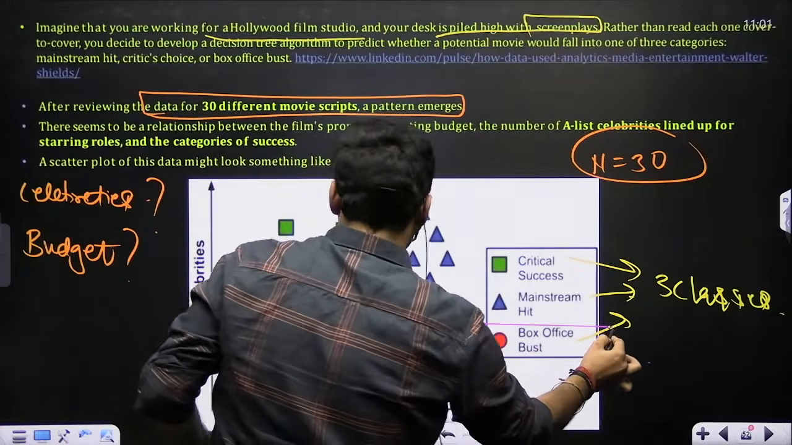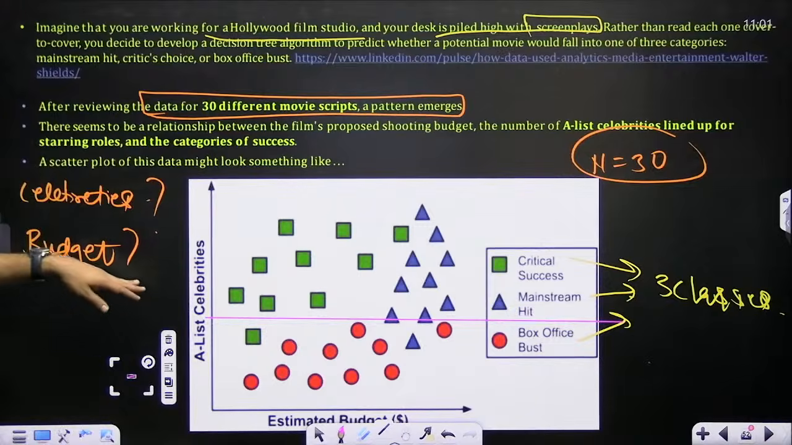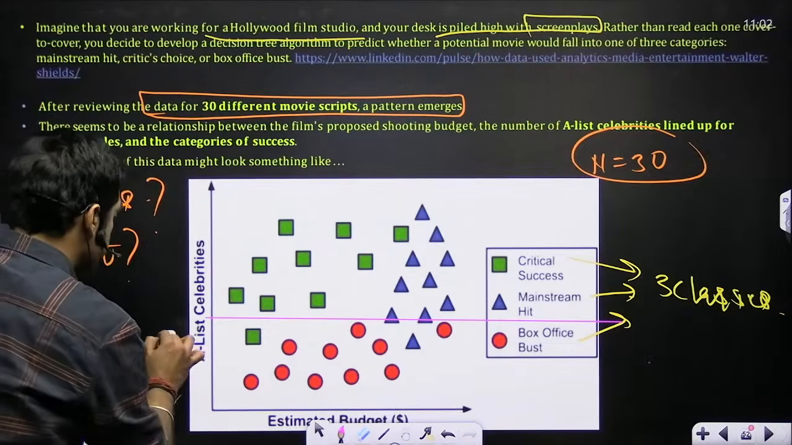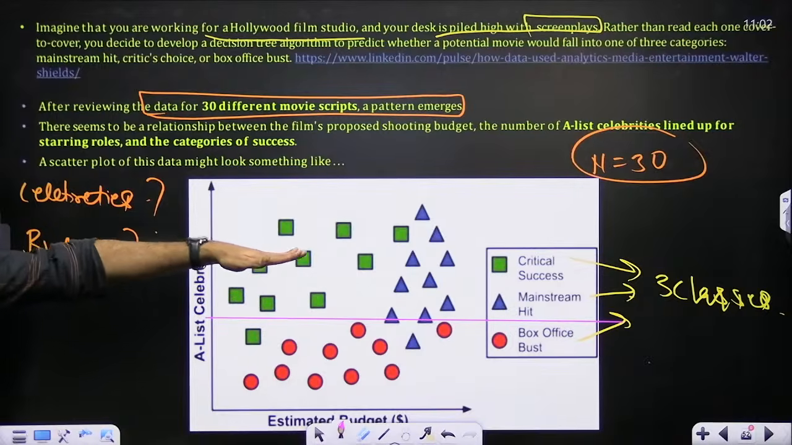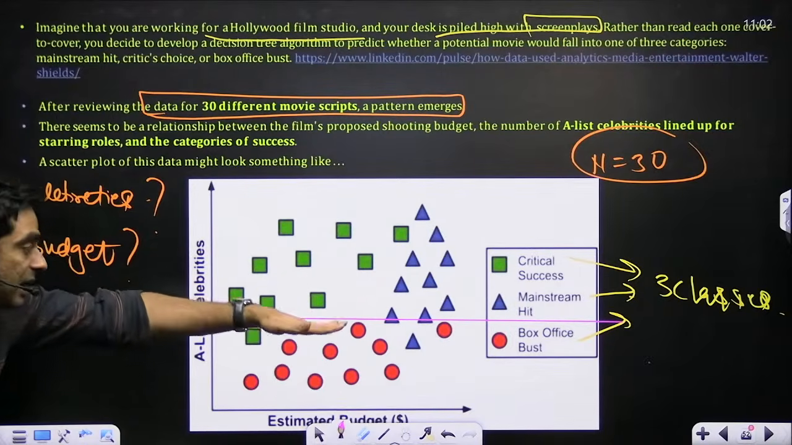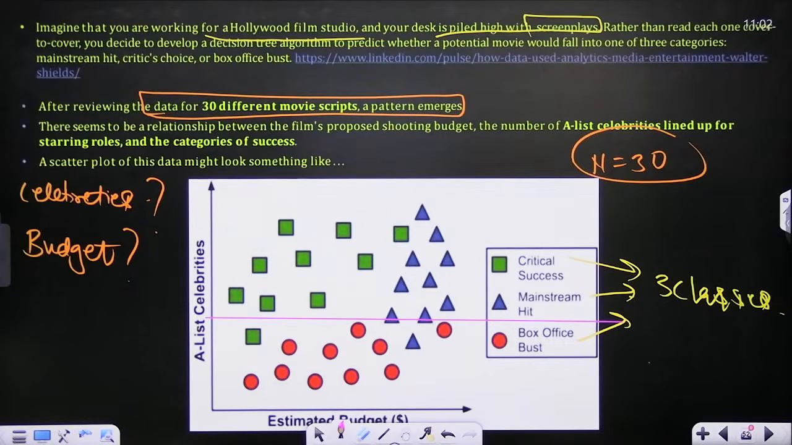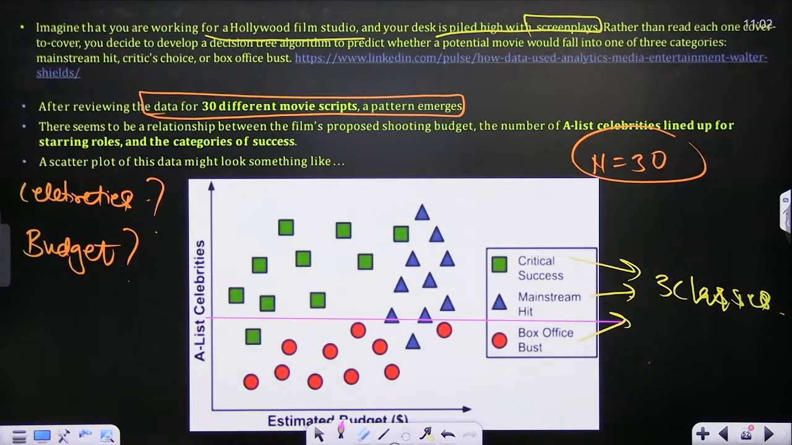if I just divide here and select A-list celebrities as the dividing or partitioning reference, don't you think that the box office bust category, the flop movies, are almost separated?